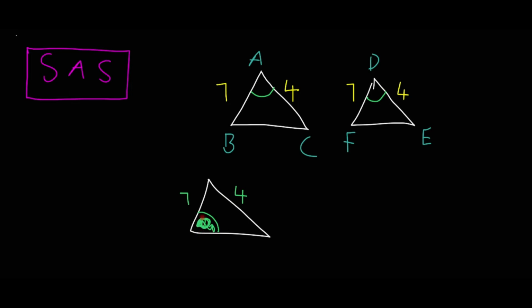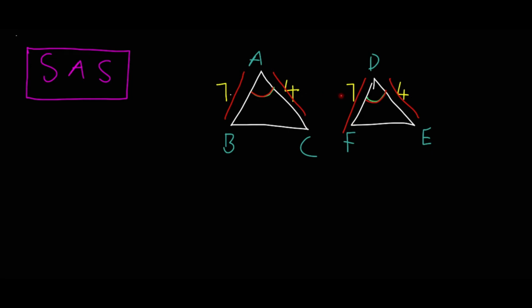This angle is not an included angle, because it is not between the sides. This side and this side are known, but this side is unknown, so this is not the included angle. But for this one, this side and this side are known, and this one and this one are known, so this is called an included angle. So this condition: two corresponding sides that are equal and the included angle, so the triangles are congruent.